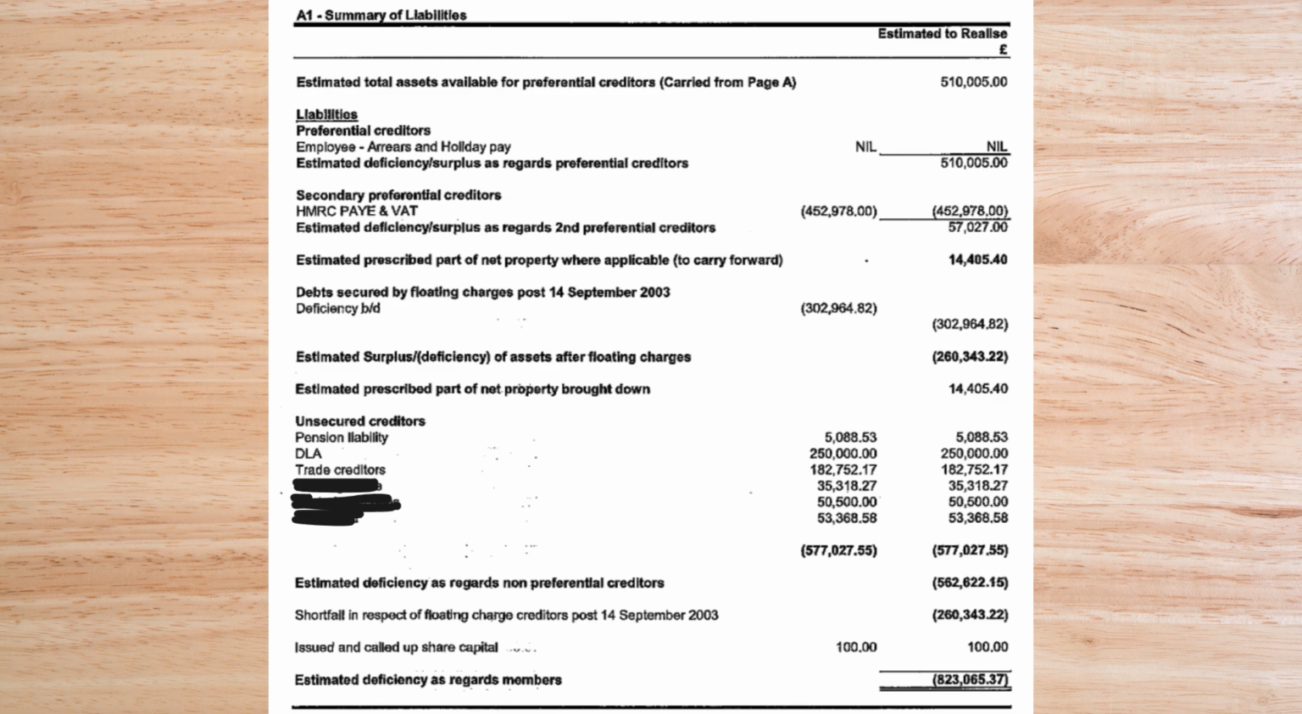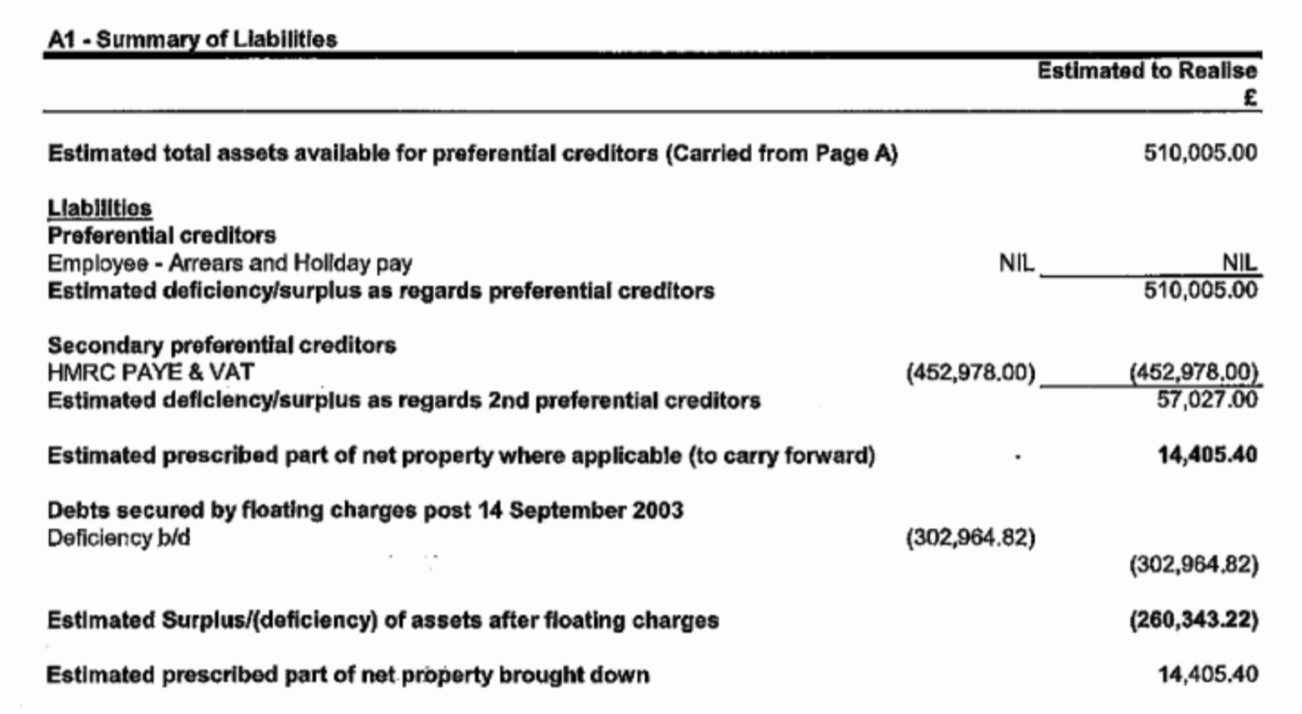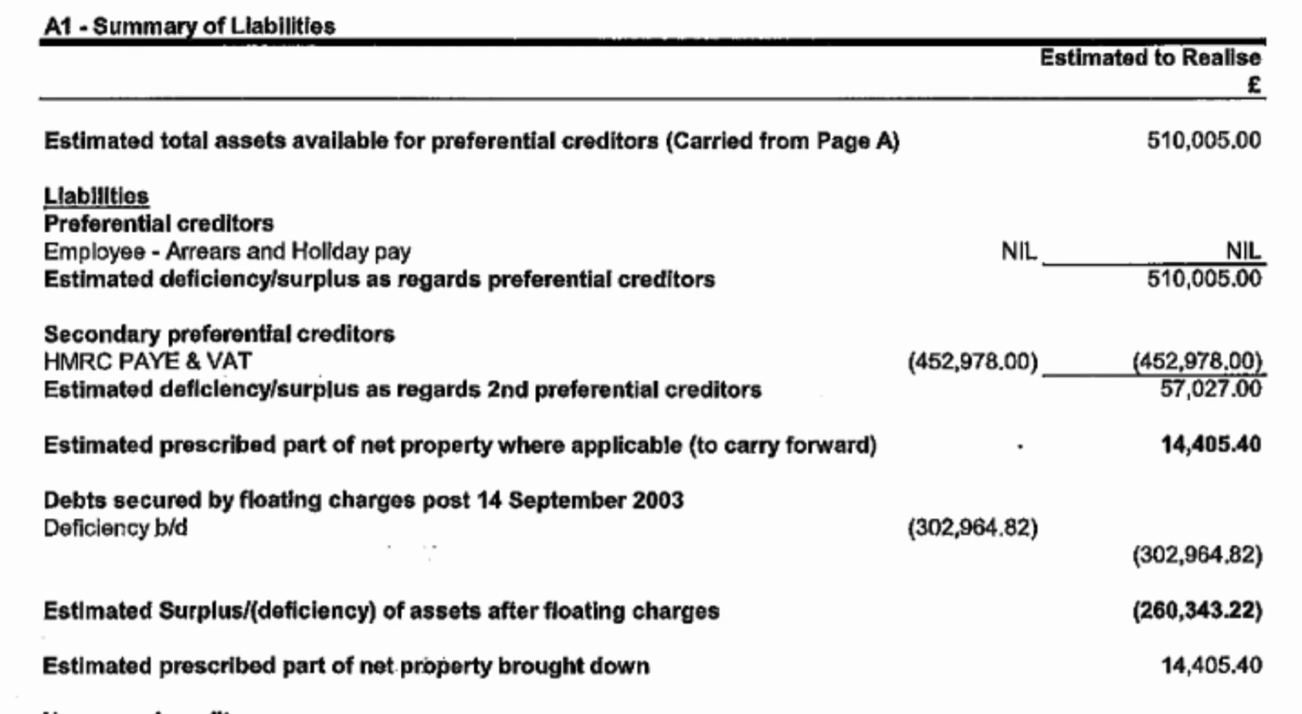So we've now got £500,000 worth of assets that we've brought forward from the previous page. So let's zoom in and have a little look at these liabilities. There are no primary preferential creditors here, but again, HMRC are a secondary preferential creditor for PAYE and VAT to the tune of £450,000. That's a whacking great debt there. And then by the time they take the 510 off, we've got £60,000 surplus.